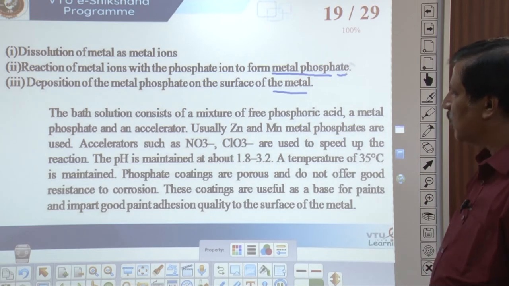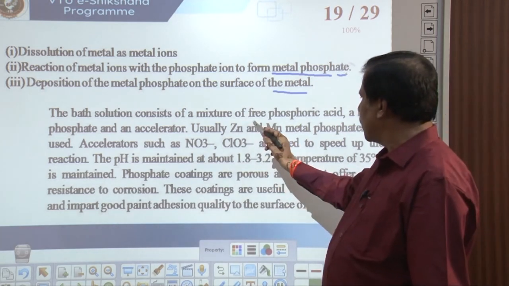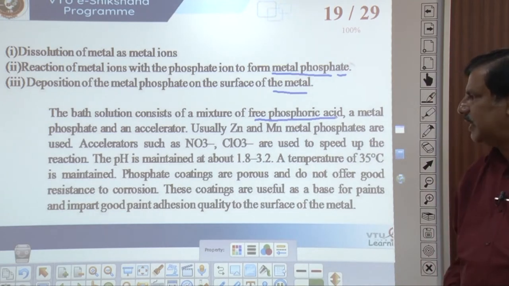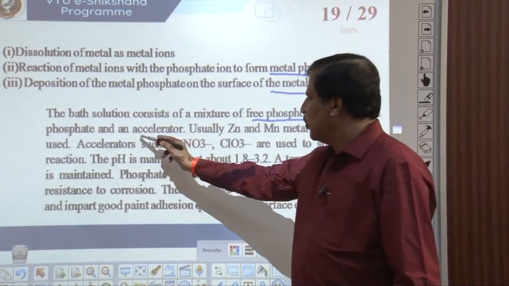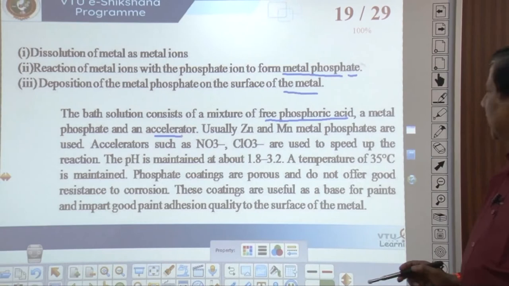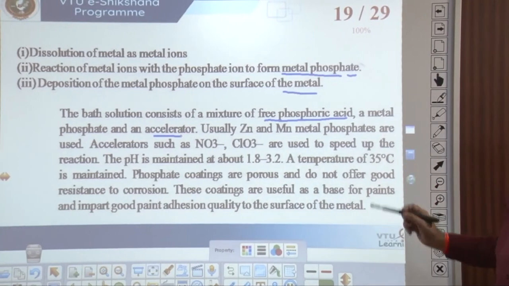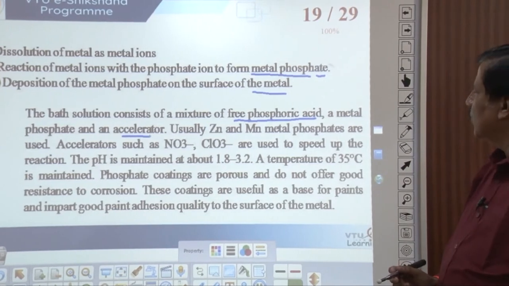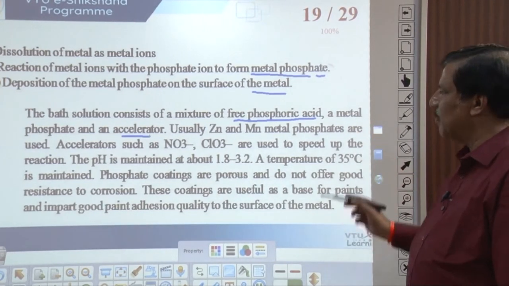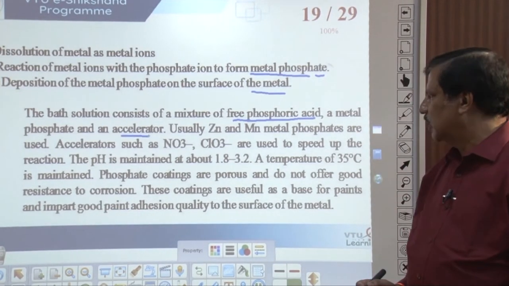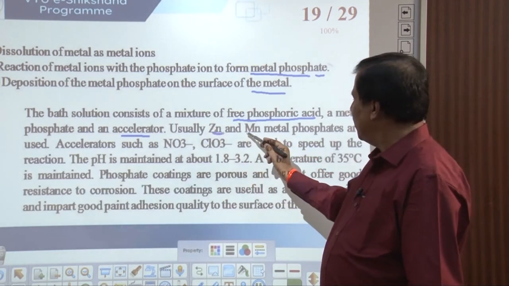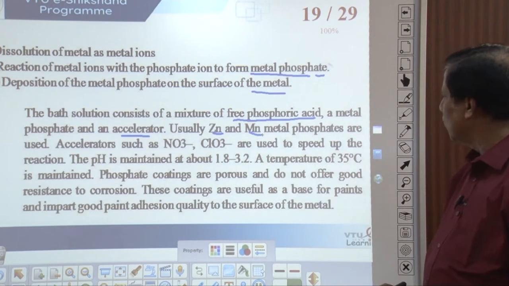The bath solution consists of a mixture of free phosphoric acid, a metal phosphate and an accelerator. Usually zinc and magnesium metal phosphates are used.